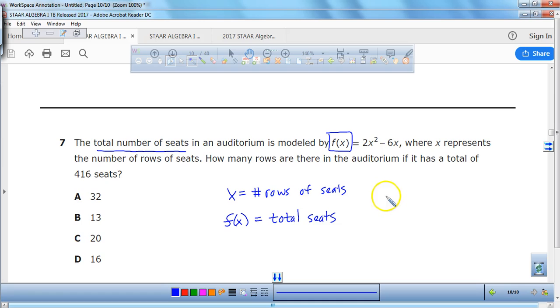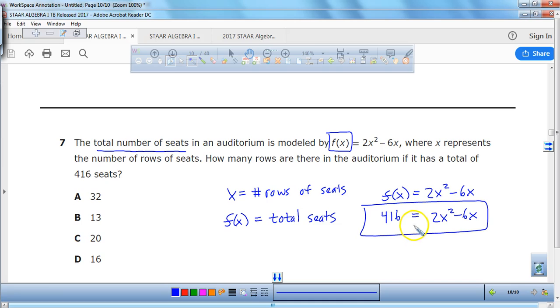Alright, so here we go. We're going to write f of x equals 2x squared minus 6x. Now don't freak out just because it's quadratic. What we're going to do is plug in 416 right there. Right now, we're going to figure out which one of these gets us to 416.